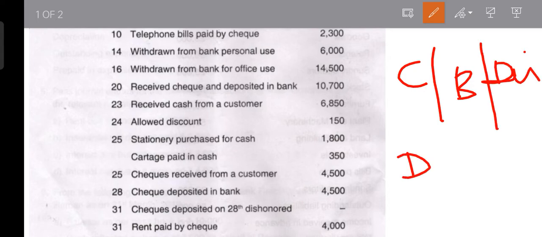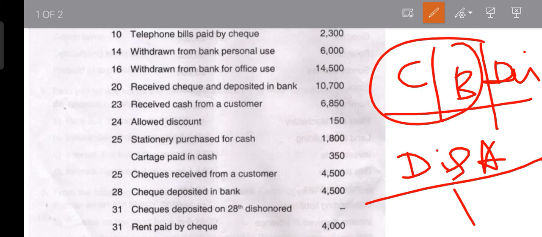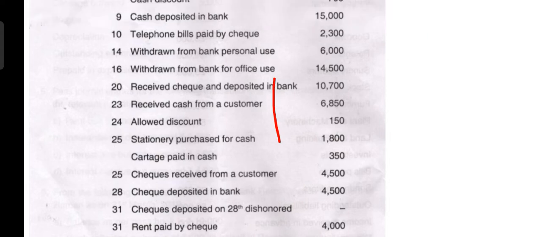This will be recorded in discount allowed account. One more ledger account we are going to open, but here we are opening only 2 column cash book. That's why this transaction is not going to appear in this problem in 2 column cash book with cash and bank column.